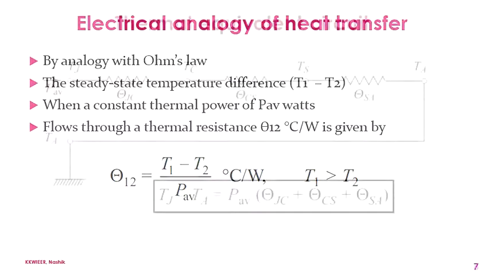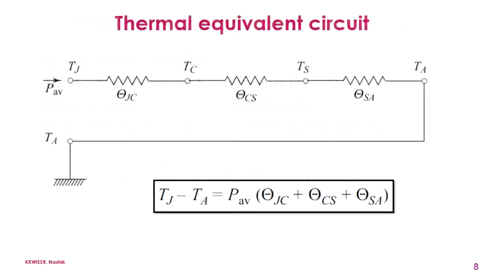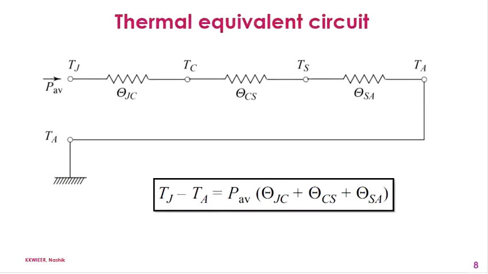Using the electrical analogy, heat flow from the semiconductor junction to the ambient fluid can be represented by the thermal equivalent circuit as shown here, in which thermal power P average at a junction is analogous to a constant current source.